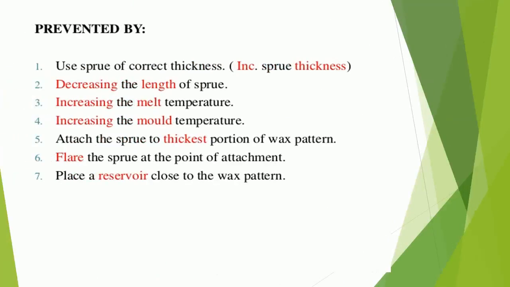Localized shrinkage porosity is very important. You should know why it is caused and how it can be prevented. So it can be prevented by using a sprue of the correct thickness. That means if you increase the sprue thickness, you can overcome it. Decrease the length of the sprue, increase the melting temperature, increase the mold temperature. Attach the sprue to the thickest or the bulkiest portion of the wax pattern. Flare the sprue at the point of attachment and place a reservoir close to the wax pattern. So basically, these are a few tips or steps that you can take to overcome or prevent the localized shrinkage porosity.